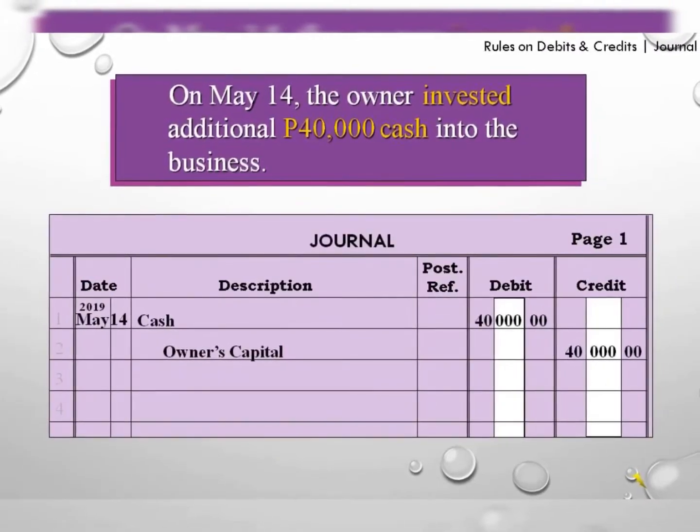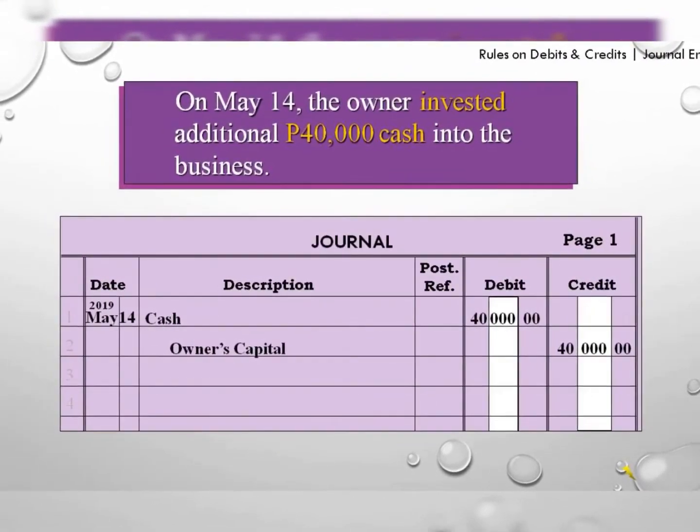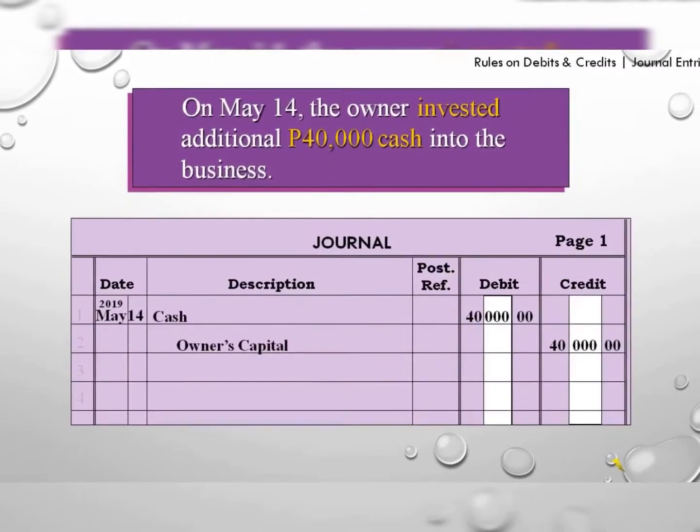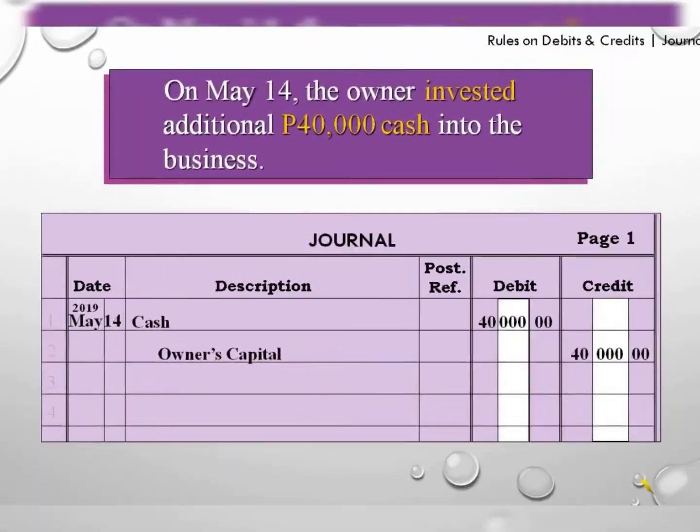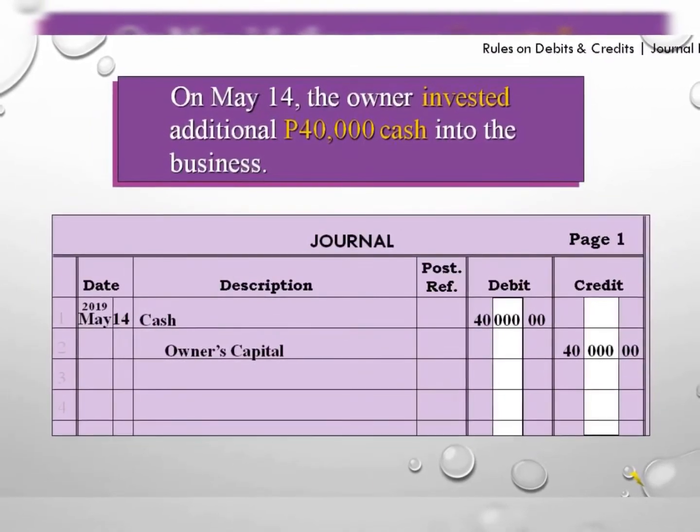For example, on May 14, the owner invested additional 40,000 cash into the business. Journal entries: cash debited, owner's capital credited.